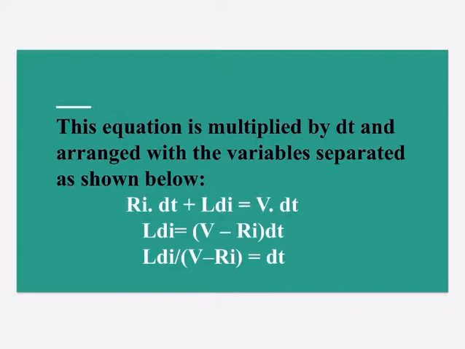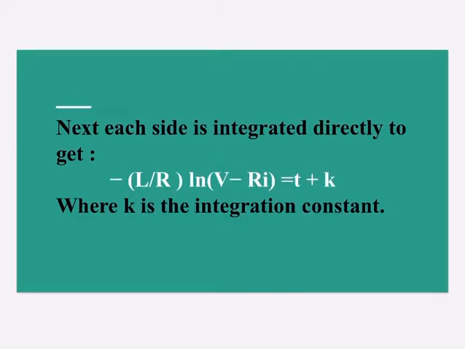Further, we multiply this and we have the equation L di by (V minus Ri) is equal to dt. Next we have to integrate it directly, so that we will get the equation as minus L by R into ln(V minus Ri) is equal to t plus K, where K is the integration constant.